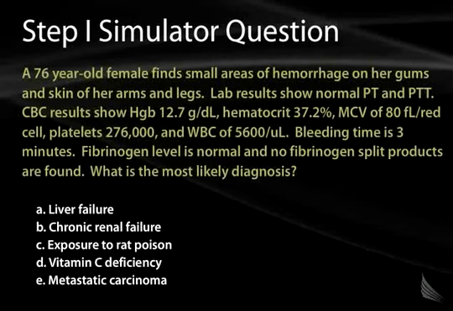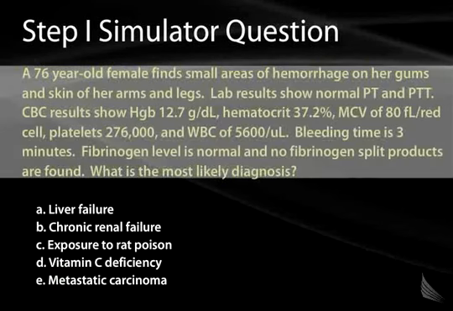Let's go over a simulator question to cover what we've just gone over. A 76-year-old female finds small areas of hemorrhage on her gums and on the skin of her arms and legs. Lab results show normal PT and PTT. CBC shows a hemoglobin of 12.7, hematocrit of 37.2%, MCV of 80 femtoliters per red cell, platelets 276,000, and a white blood cell count of 5,600. The bleeding time is 3 minutes. Fibrinogen level is normal and no fibrin split products are found. What is the most likely diagnosis?